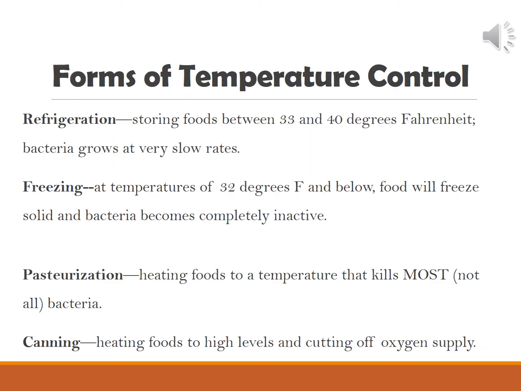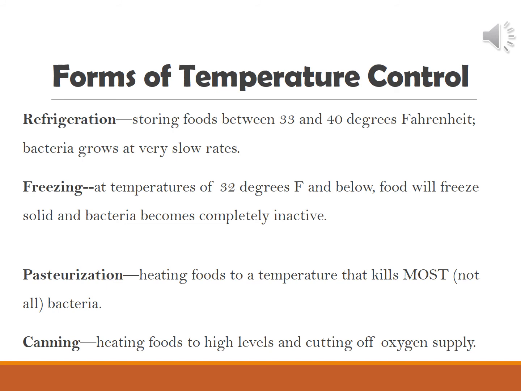The first two forms of temperature control are very simple. We're talking about things that even you and I can do. We do not have to have heavy equipment and machinery to refrigerate and freeze foods. In both of these cases, we are just trying to slow down bacteria growth, either considerably with refrigeration or to a complete halt with freezing. So refrigeration is storing foods between 33 and 40 degrees Fahrenheit. Freezing is holding temperatures below 32 degrees Fahrenheit.